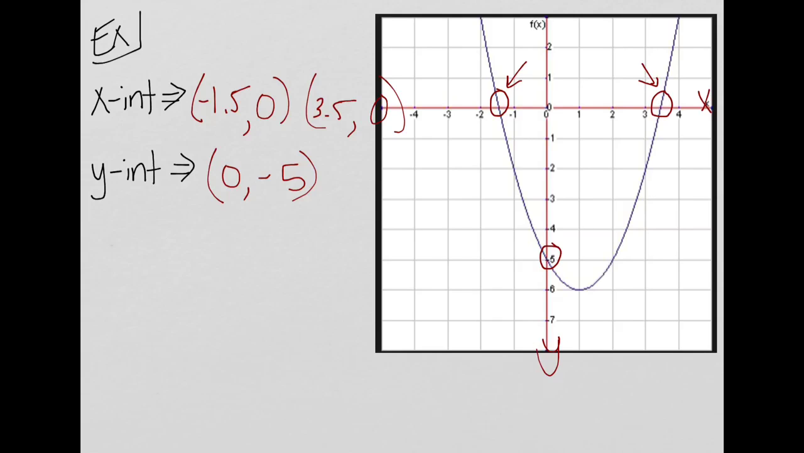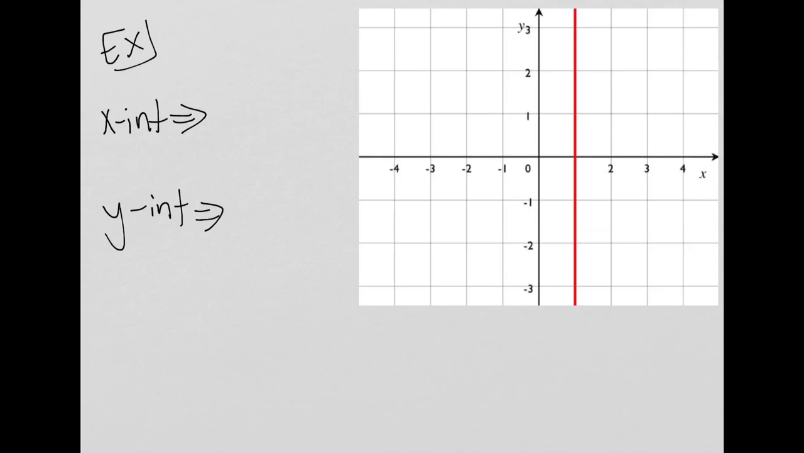It's in between 3 and 4. So those would be our two x-intercepts. So you can have as many intercepts as you want. You're just looking for where it crosses the x or the y-axis. You've got to keep that in mind.